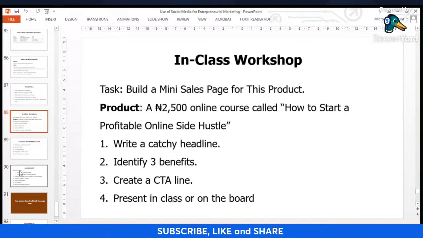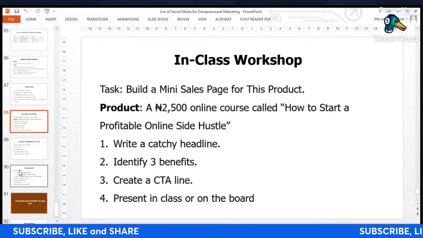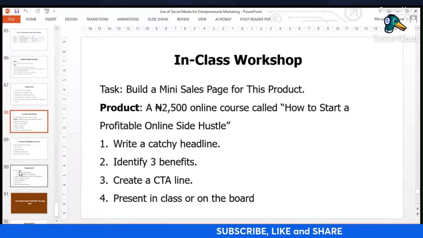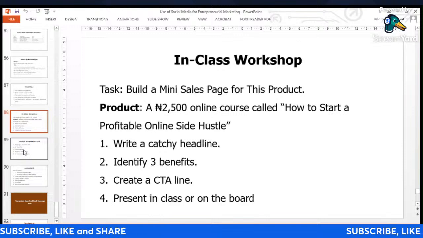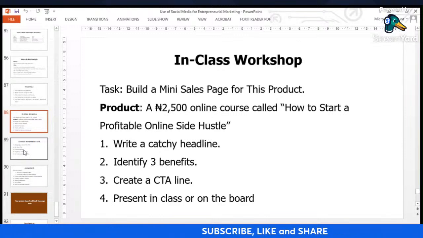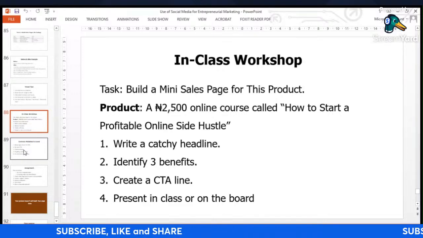Then the next thing is, write that catchy headline. Follow it through by three benefits they are going to get. Then add a call to action. You don't have to come and present this. Just put it there in the comment, so when I look through, I can respond and comment and share on the things you can improve on and the things that can really help you get better in your development.